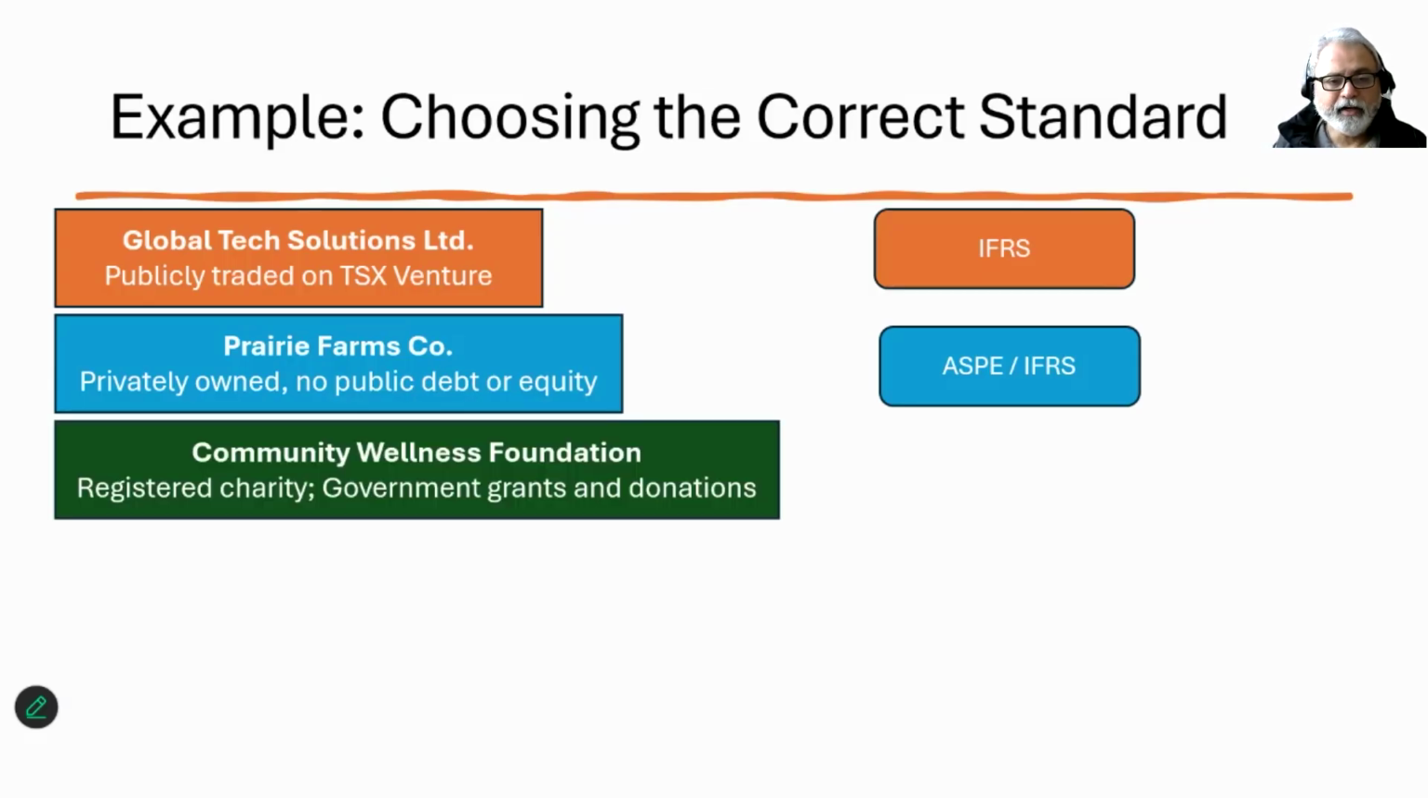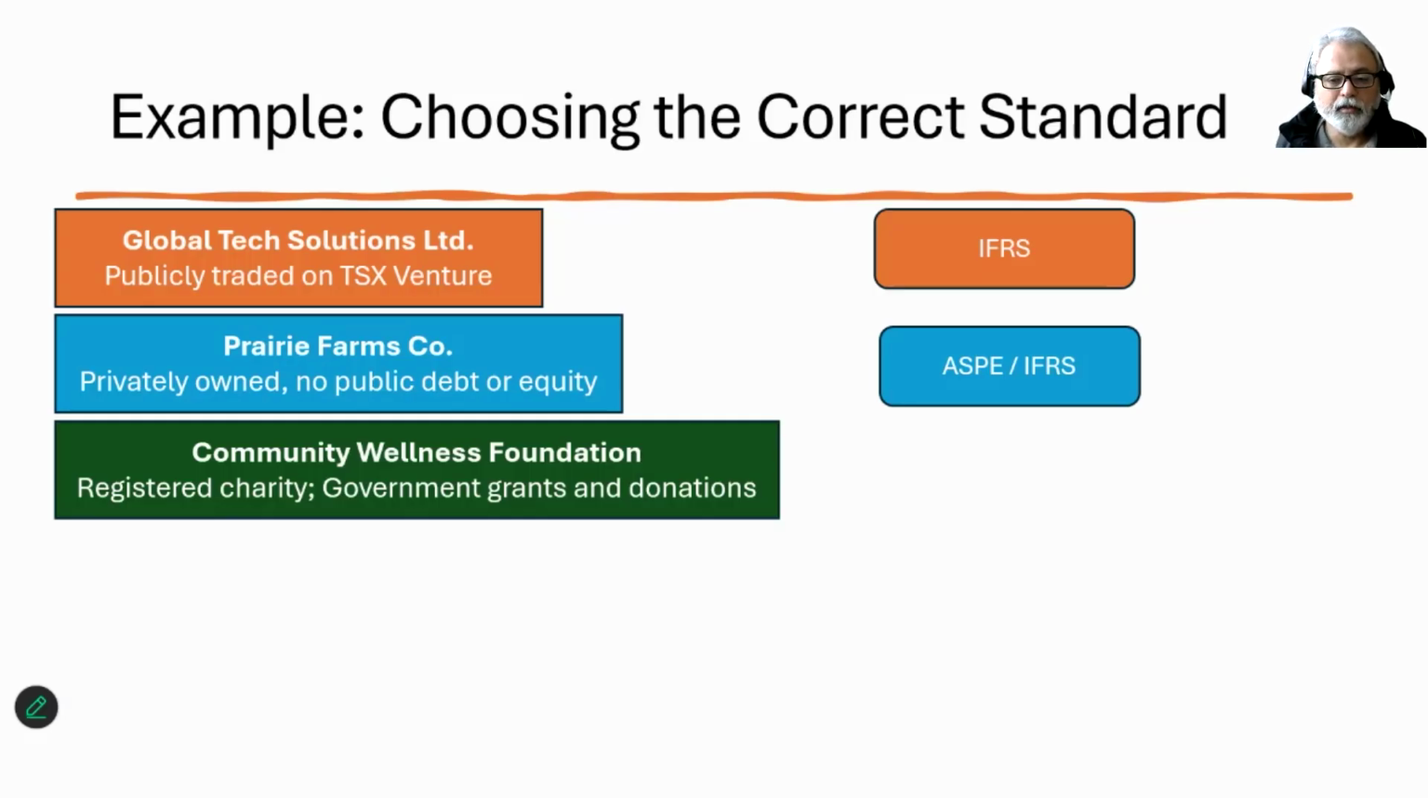Consider Community Wellness Foundation. We're told that it's a registered charity and receives government grants and donations from individuals. Now, just because it doesn't have a profit motive doesn't mean that Community Wellness lacks accountability, right? So performance for a not-for-profit organization is still measured, just differently.